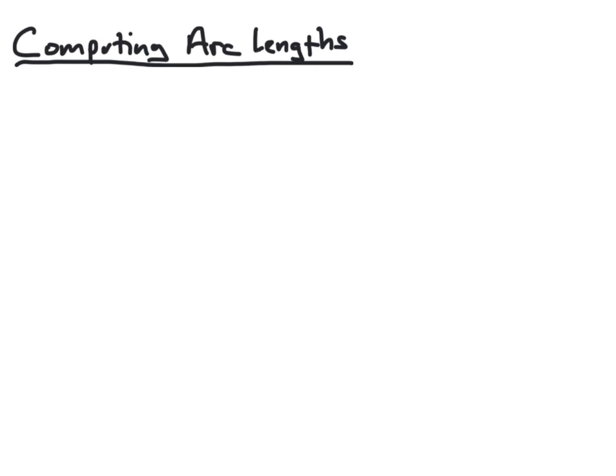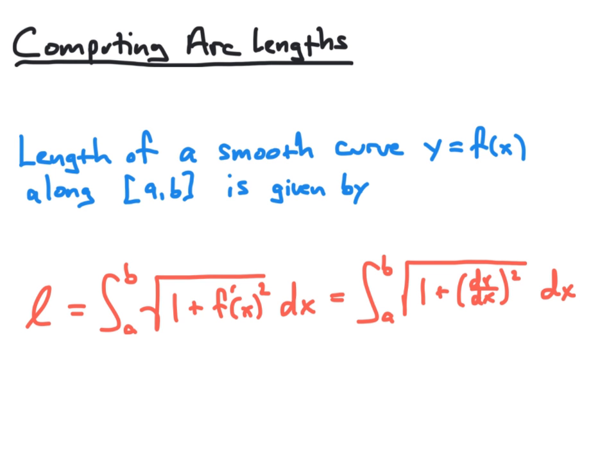In this video, we're going to be taking a look at some examples of computing arc lengths of smooth curves in the plane. In particular, we're going to be focusing on curves that have an equation of the form y equal f of x. So these curves will be functions of the variable x. Recall that the length of a smooth curve, y equal f of x, along a closed interval from a to b is given by the following integral formula.